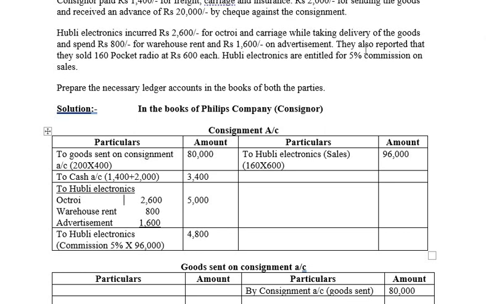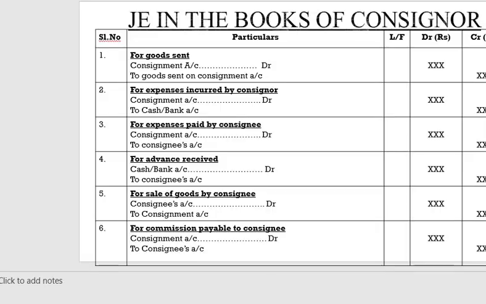They also reported that they sold 160 pocket radios at rupees 600 each. So this is nothing but sales being made. And who has made the sales? The consignee. So they reported that they have sold 160 pocket radios at rupees 600 each. This is regarding sales. So what is the journal entry for sales?